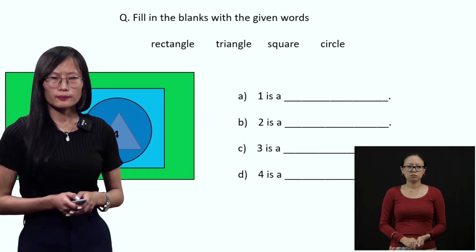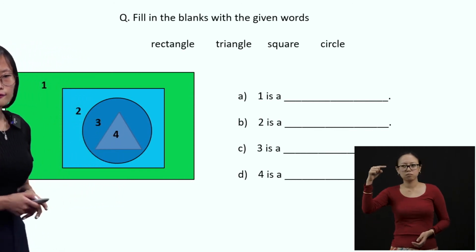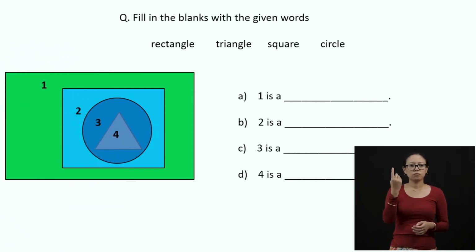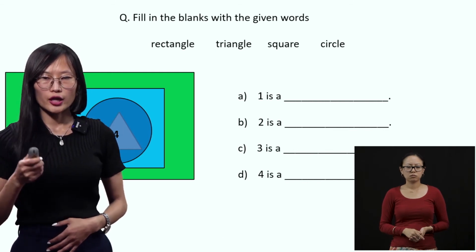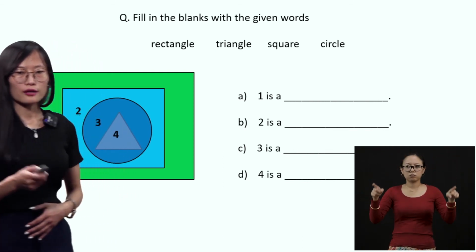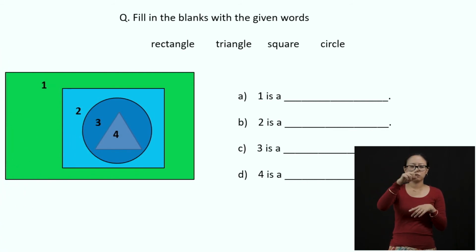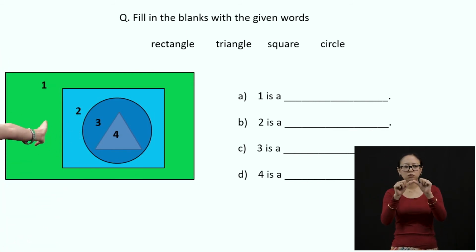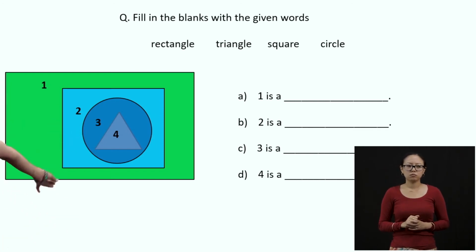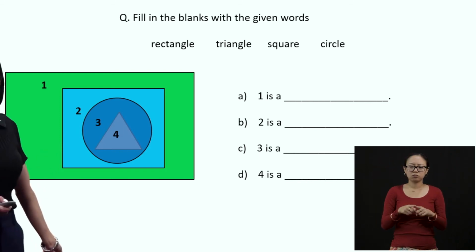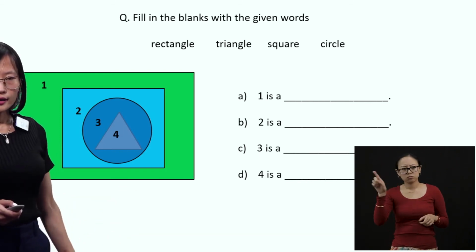Now fill in the blanks with the given words. See, in the first box you have a triangle, second you have a square, third a circle, and the other one is a triangle. Here you have a help box. In that help box, it is given rectangle, triangle, square, and circle. So you find it out and fill in the blanks. The one in green color, how does it look? The opposite sides are equal, right? So this is called the rectangle.